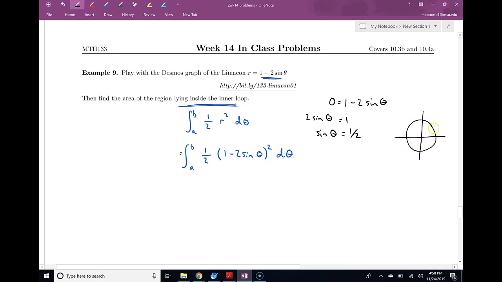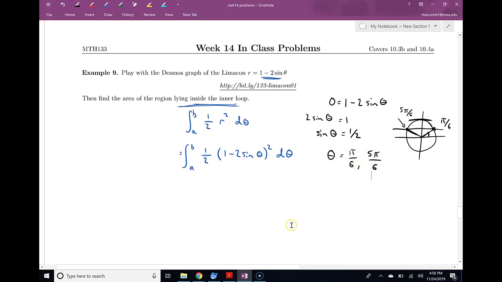Sine is the y values on the unit circle. We know the maximum is 1 up here, and here are some places where the y value would be 1/2. This happens at 30 degrees, which is pi over 6, and then also over here at 5 pi over 6. So therefore theta is going to be either pi over 6 or 5 pi over 6.